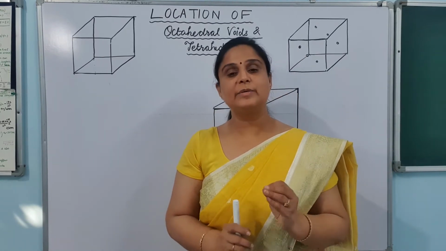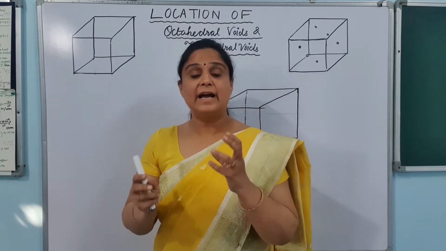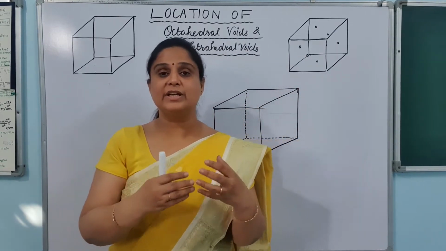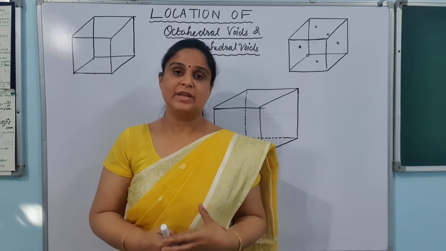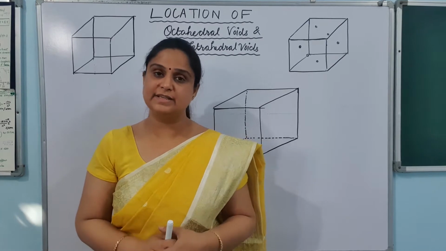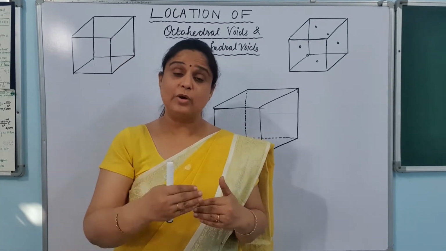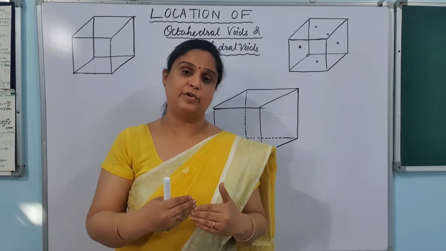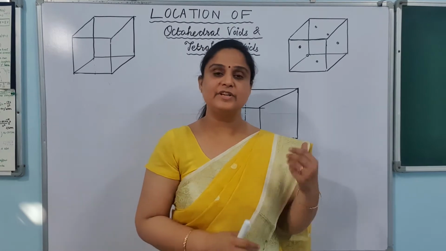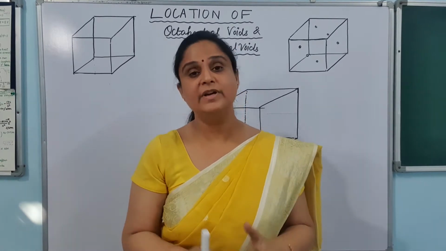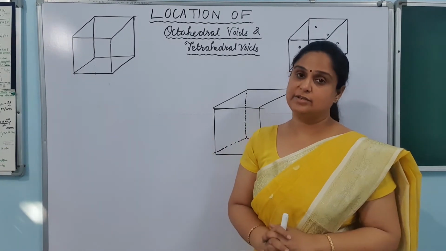In this video we will be understanding where these voids are situated, and after knowing their location we can understand how many voids can be found in a particular unit cell. We are considering here the FCC type of unit cell, and we will see how many voids and what type of voids are present in a unit cell. Okay, the unit cell which we are taking here is FCC type, and one by one I will be telling you the location of these voids.